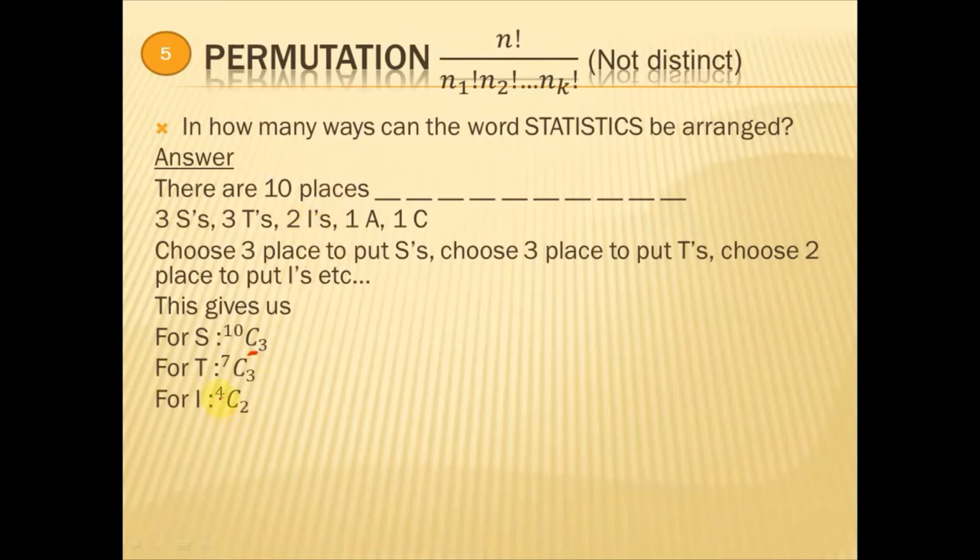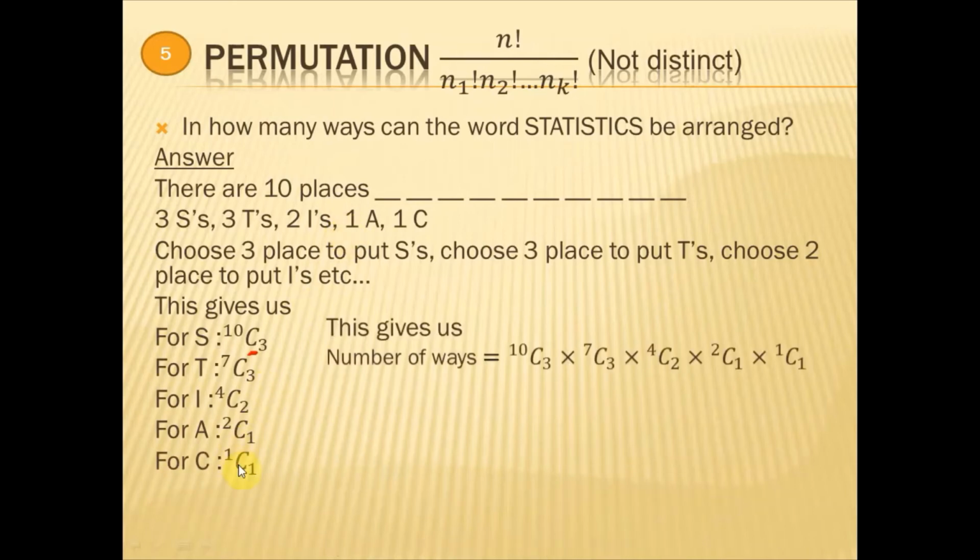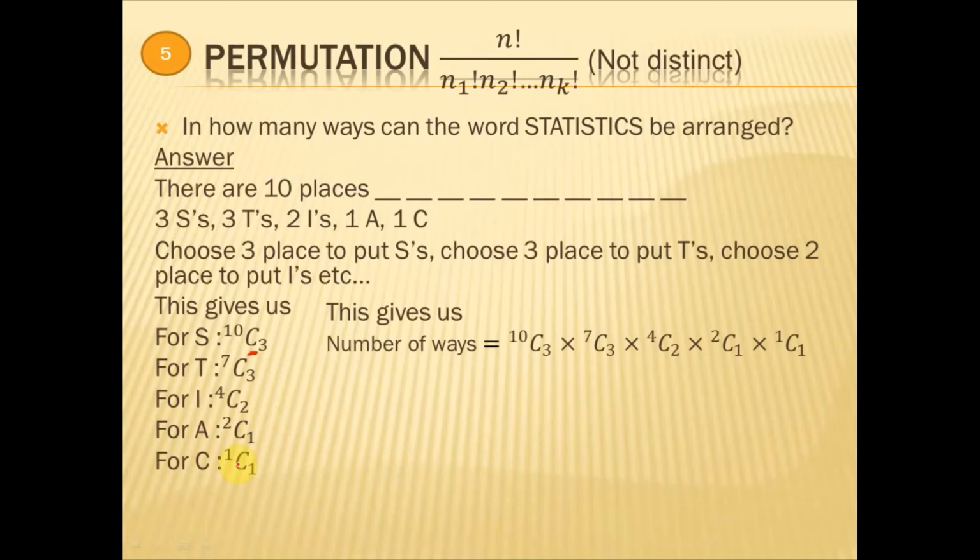Therefore, untuk I, daripada I ni ada 2. So, daripada 4 place tu kita nak letak 2 untuk I. And then sekarang tinggal 2 untuk A. So, to choose 1. Last kali for C, 1C1. This gives us this one like this.